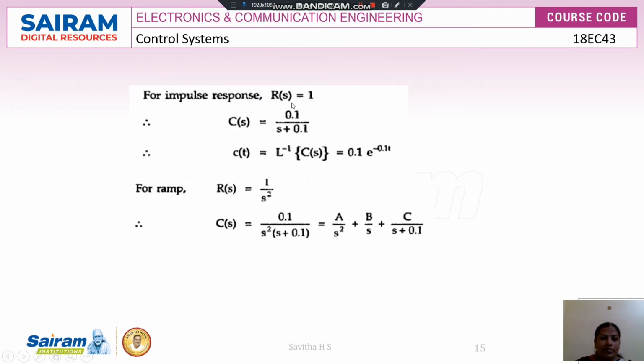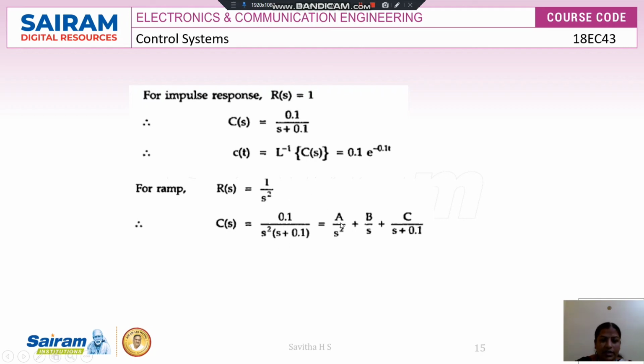For the impulse response, R of s is equal to 1, so C of s is equal to 0.1 divided by s plus 0.1. The inverse Laplace transform gives C of t equal to 0.1 e to the power of minus 0.1 t. For the ramp input, R of s is 1 by s square, so C of s is 0.1 divided by s square into s plus 0.1.